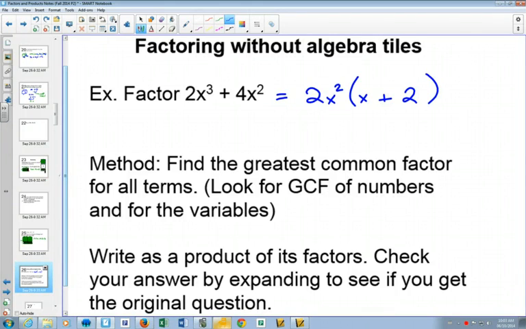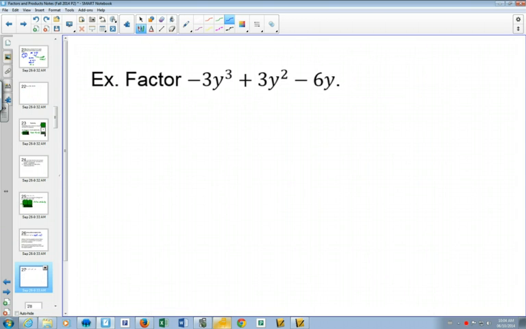Now always, always, always, when you factor, right after, in your head, you're going to imagine multiplying this out and doing a quick check to see if it's the same. You don't have to write it out as a check, but you're going to see 2x squared times x, yes, 2x cubed. 2x squared times 2, yes, 4x squared. And then you're done. The nice thing about this method is that if the variables change and you don't have algetiles for an x cubed, you can still factor, or a y cubed in this case.